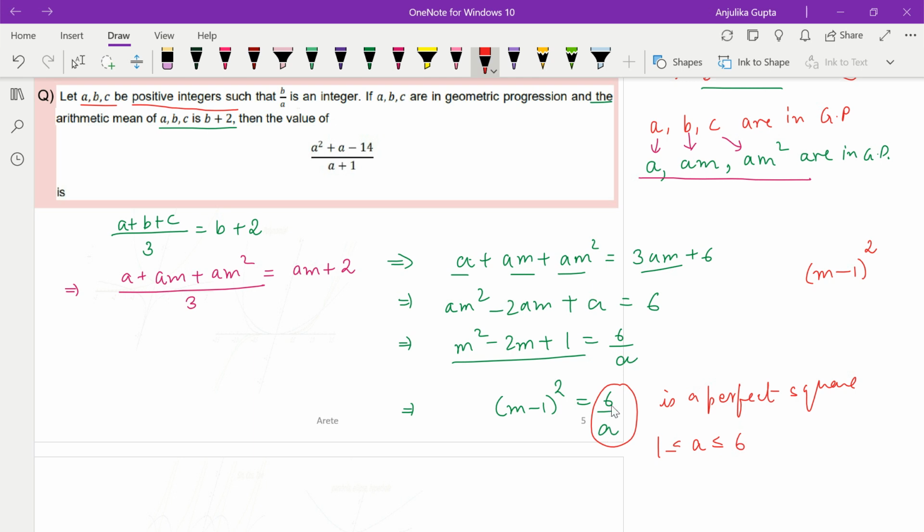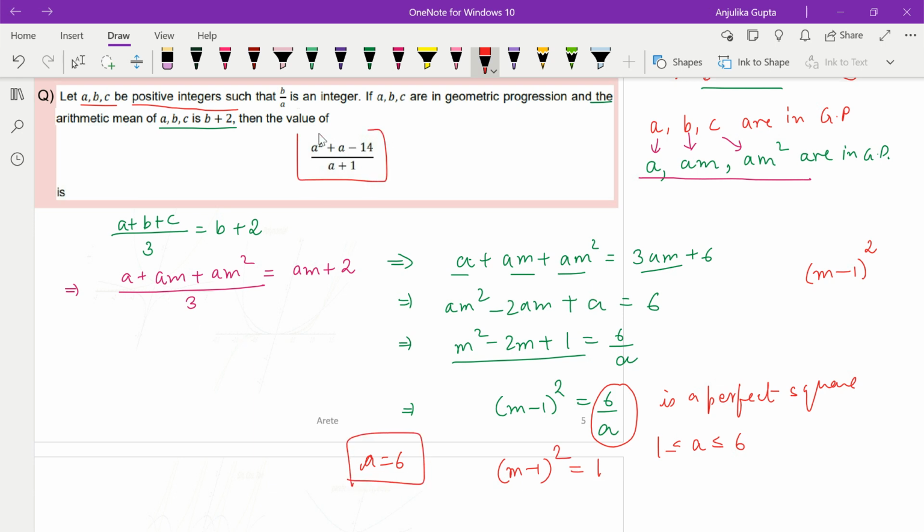Is 6 by 1 a perfect square? No. 6 by 2? No, it's 3, no. 6 by 4, still no. 6 by 5, still no. 6 by 6, yes. 6 by 6 is working, so you can take your A value to be 6. Because what happens if you take A to be 6? This is 1, right? 6 by 6, that's 1. And we don't need to find out what M is because they're just looking for A. Because A is 6.